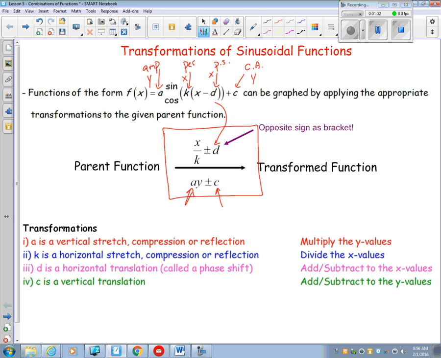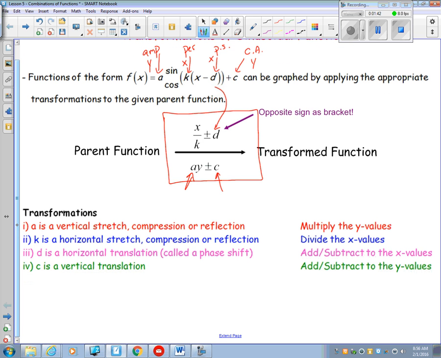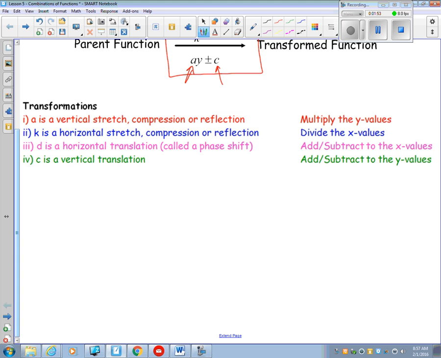So A is our vertical stretch, compress, reflect, multiplying the y's. K is our horizontal stretch, compress, reflect. We're dividing our x's. And D is the horizontal translation. We call that the phase shift. And we're going to add or subtract. That moves it left or right. And C is our vertical translation, our central axis. And we're going to add or subtract to the y values. So just in words, exactly what the things on the arrows say. And let's give some a try here.